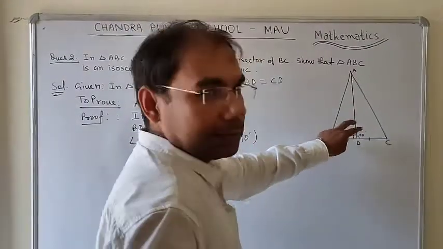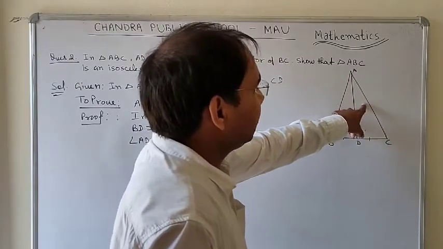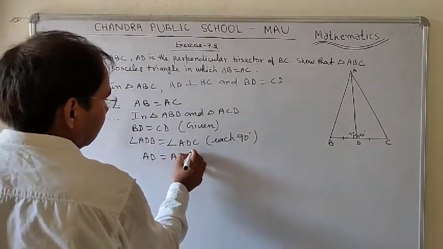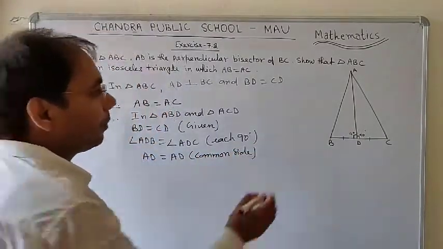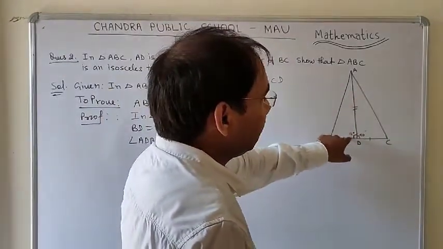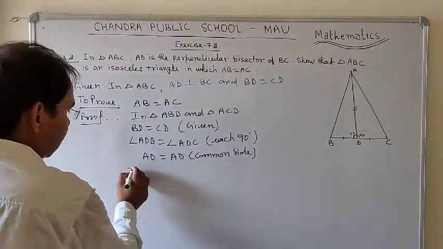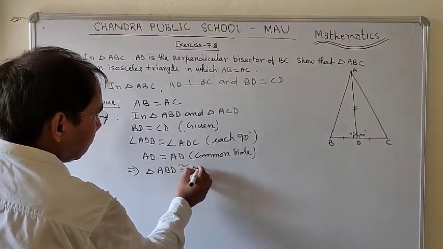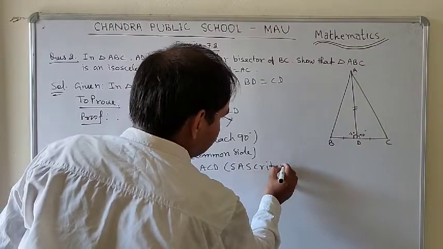Now you have two things equal, and here AD is the side which is in triangle ADB as well as triangle ACD. So here you can write AD equal to AD, that is the common side for both triangles. So by two sides and the included angle, if it is equal, then both the triangles are congruent. So it shows that triangle ABD is congruent to triangle ACD by SAS criteria.